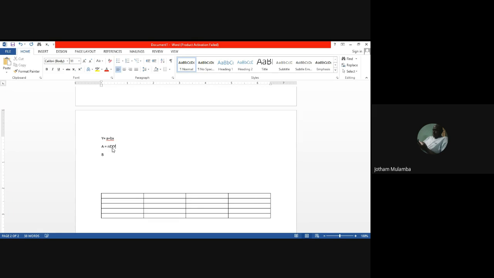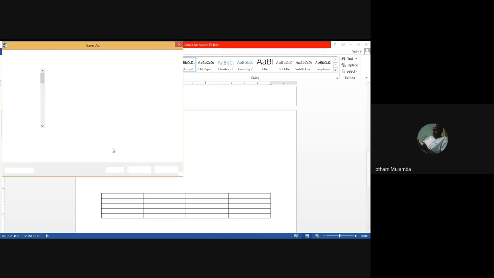XY minus summation X, in bracket, summation X, summation Y. Summation X, summation Y. The whole thing we divide by n summation x squared, n summation x.